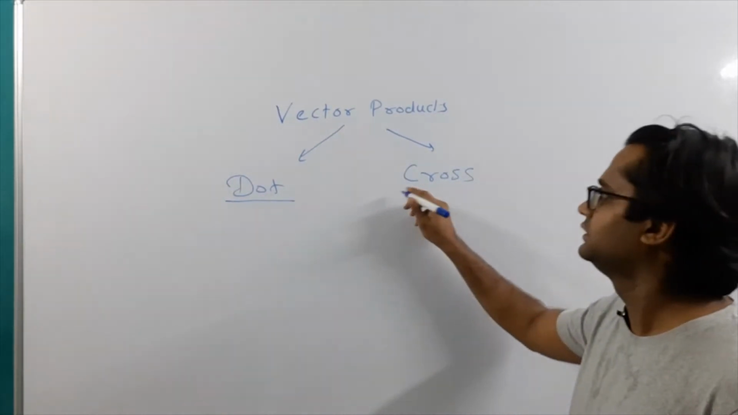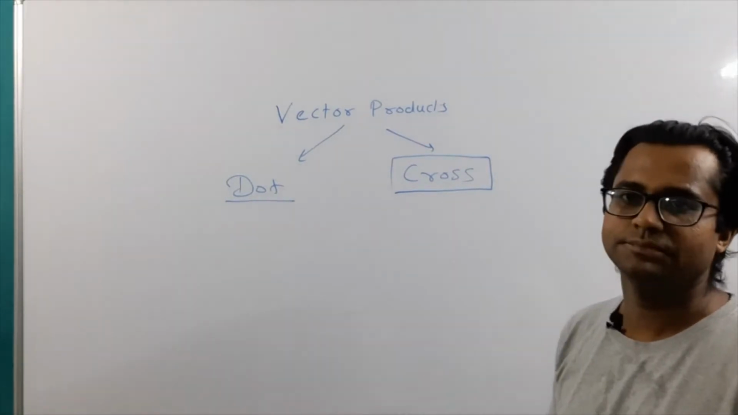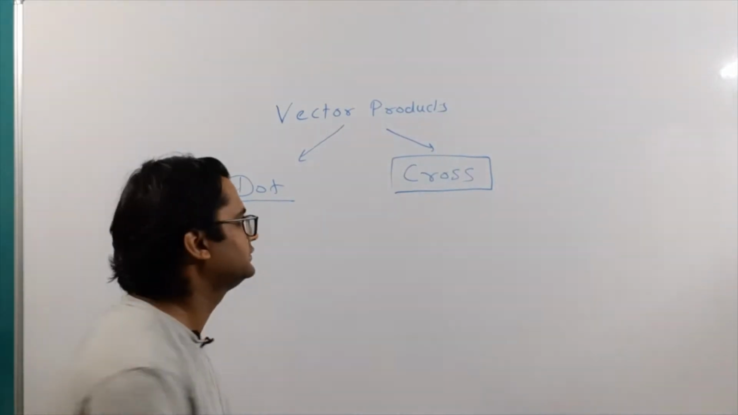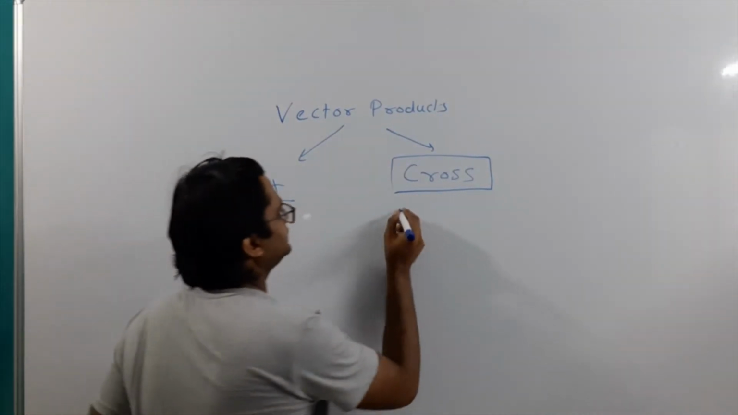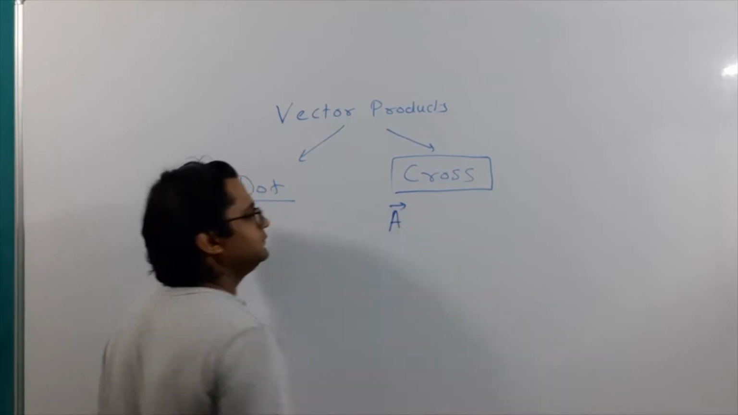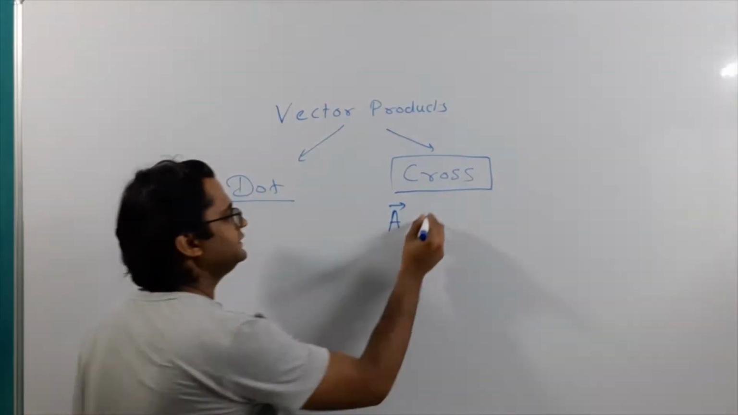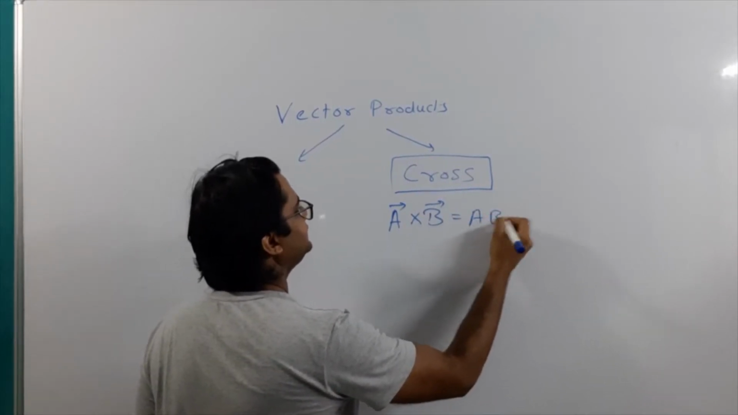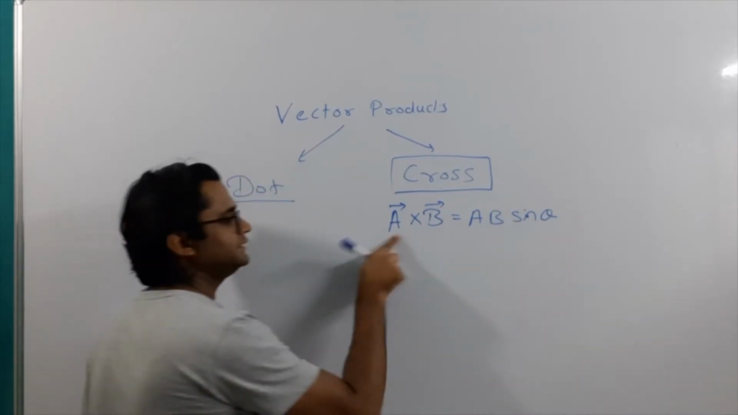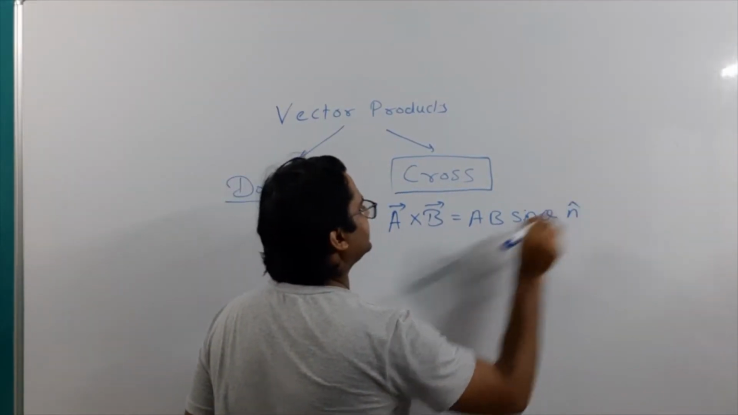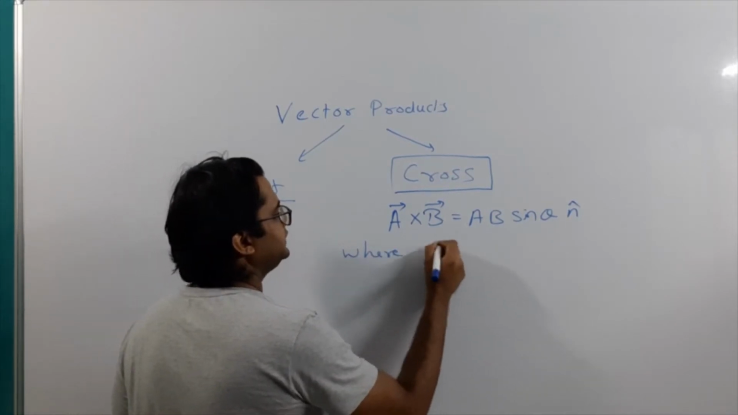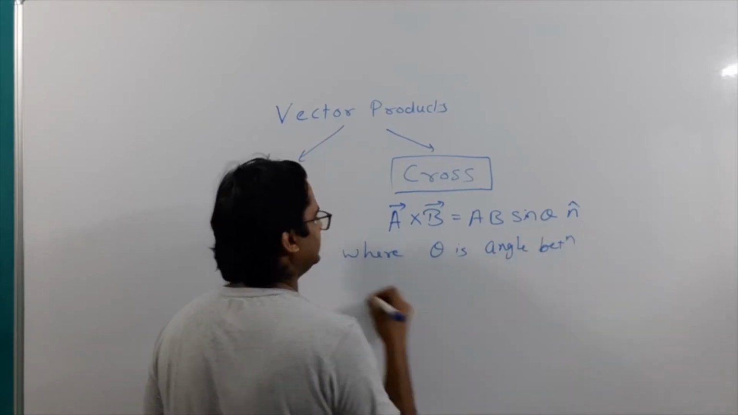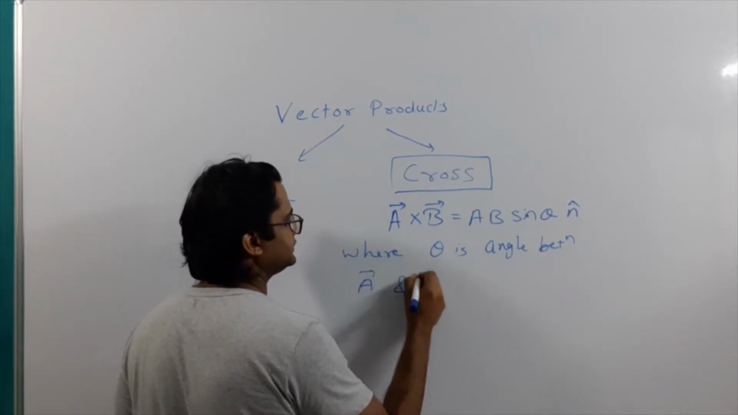So in today's lecture, what we will focus on is the cross product of two vectors. So basically cross product is also a kind of multiplication of vectors. Okay, and its definition is, if a bar is one vector and b bar is another vector, then a bar cross b bar is defined as a b sine theta, where theta is the angle between a and b, into n cap, where this theta is the angle between a vector and b vector. Okay, this is the definition.